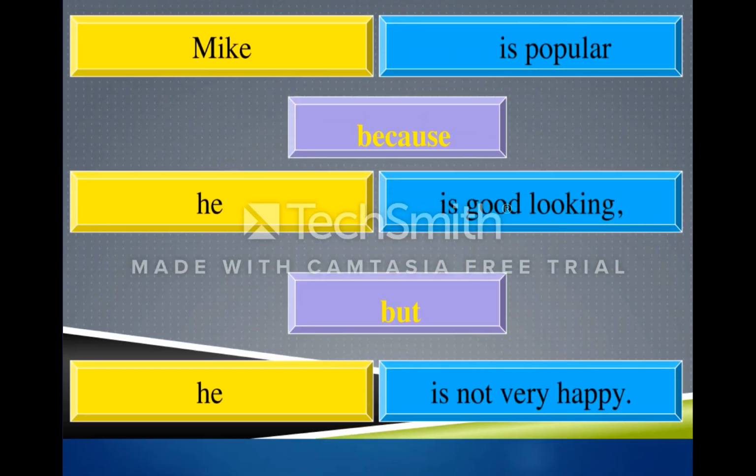Another example, Mike is popular because he's good looking, but he's not very happy. Again, Mike is popular is one independent clause. Because he's good looking is a dependent clause. And he's not very happy is one independent clause.